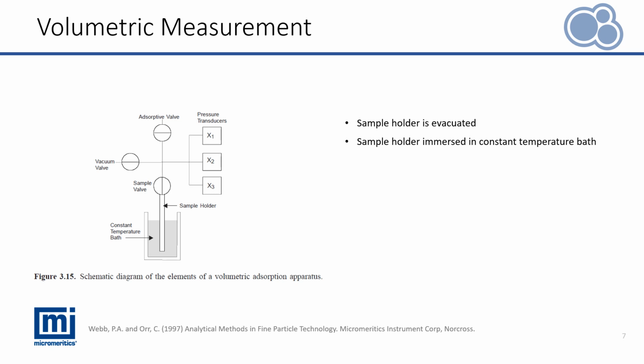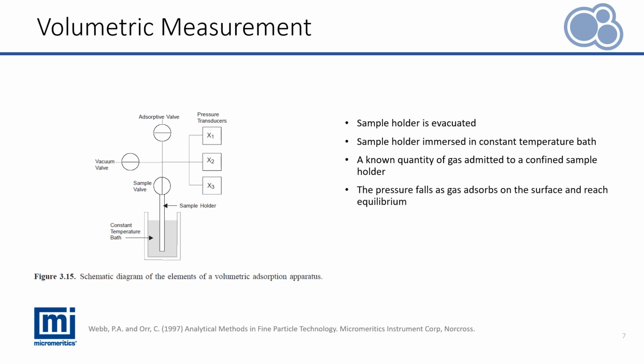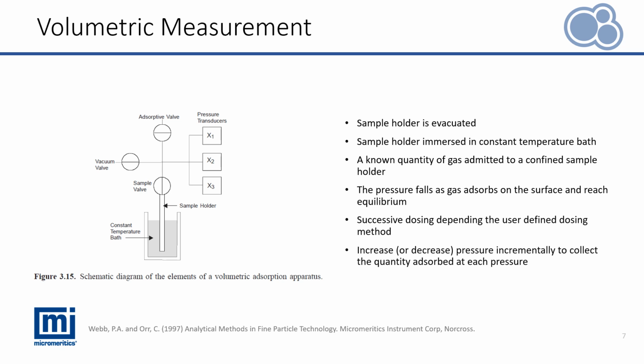Once the sample tube is submerged in a temperature bath, a known quantity of gas is emitted and equilibrated, and successive dosing is made depending on the dosing method and how much the sample absorbs. And finally, the instrument increases or decreases the pressure incrementally to collect data at different equilibrated pressure points to construct an isotherm.